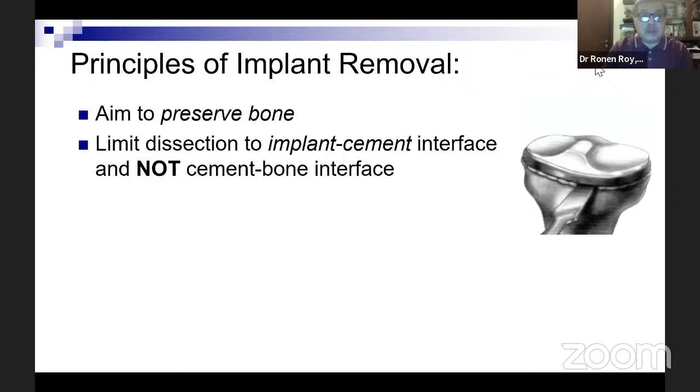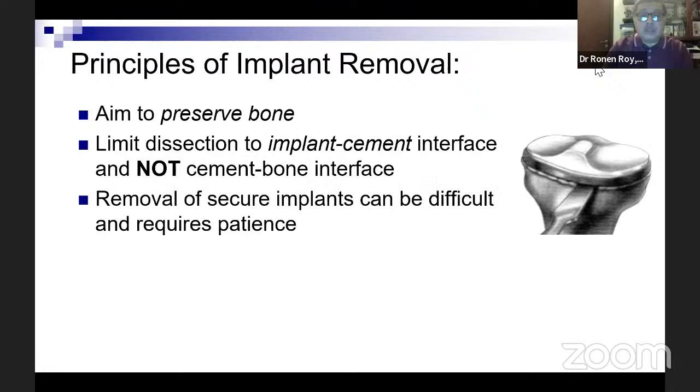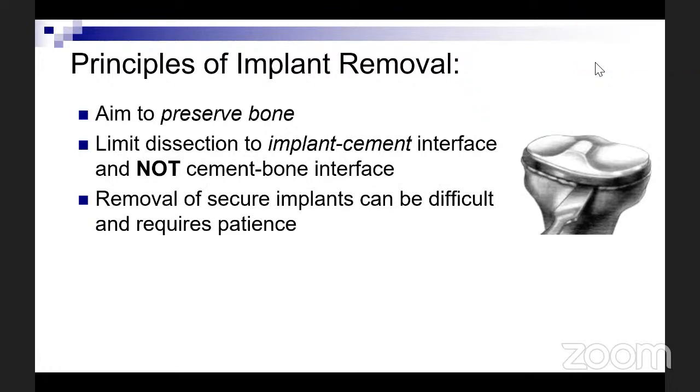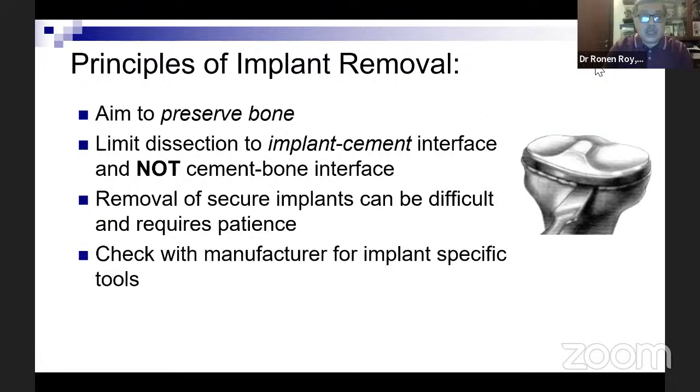Coming to the removal of implants, the principles of implant removal are, you should try and preserve the bone as far as possible, limit the dissection to the implant cement interface and not the cement bone interface. It's important to remember that secure implants can be difficult to remove and require patience. And always check with the manufacturer for implant-specific tools.